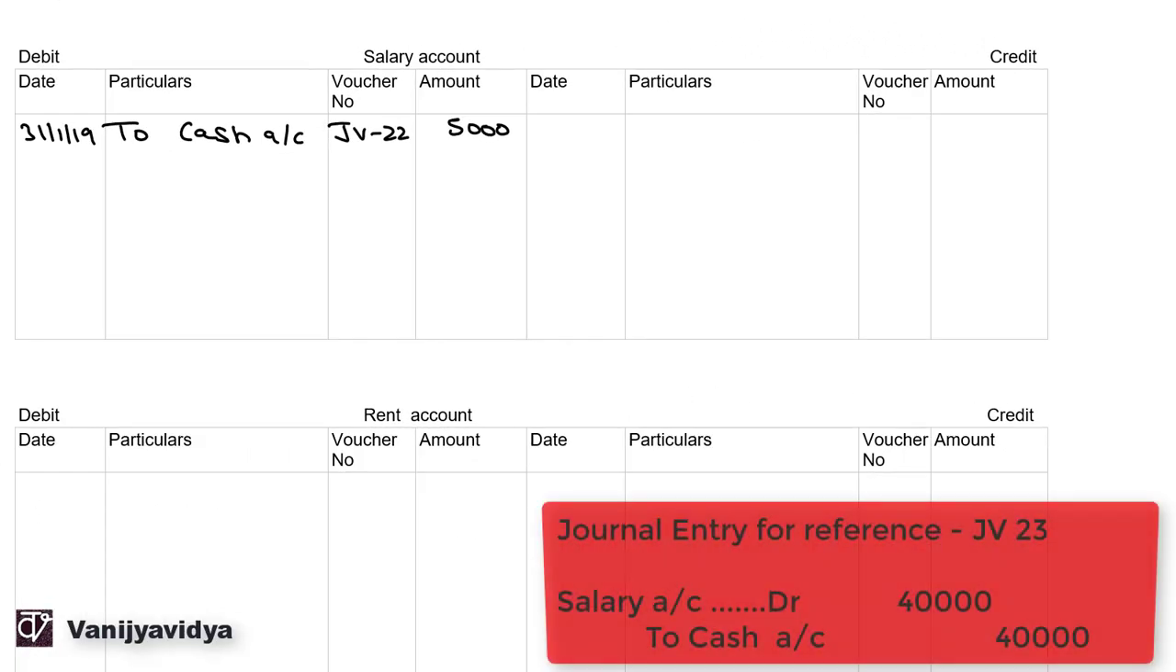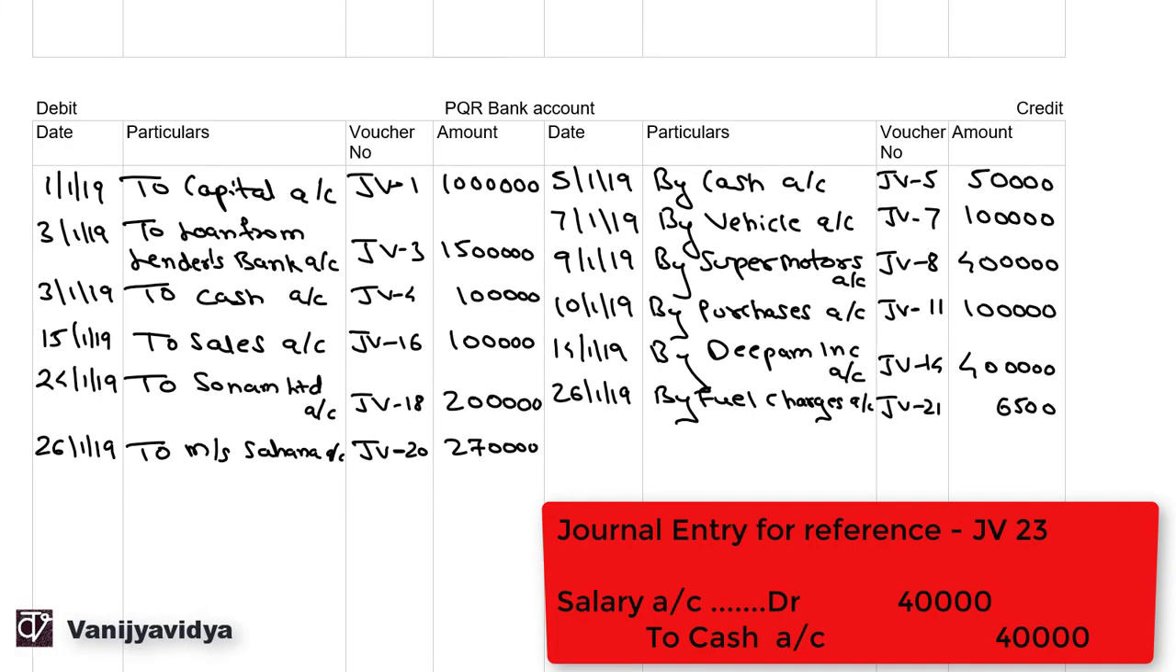Salary account debit side 31st Jan 2019 to PQR bank account JV23 40,000. Credit side of PQR bank account 31st Jan 2019 by salary account JV23 amount is 40,000. Now let's move on to the next journal entry.